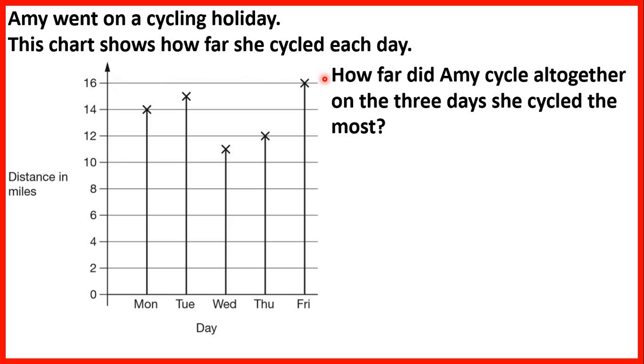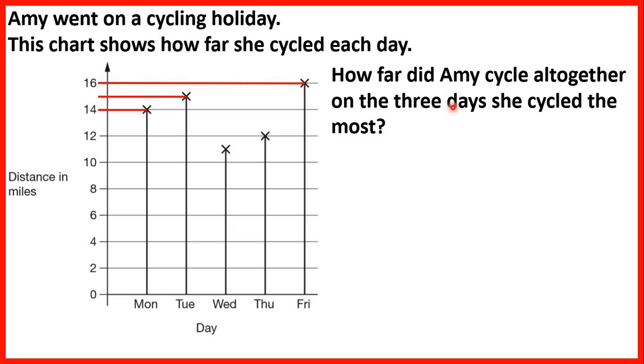Now, how far did Amy cycle altogether on the 3 days she cycled the most? So she cycled the most on Friday, on Tuesday, and on Monday. On Friday, she cycled 16 miles. On Tuesday, she cycled between 14 and 16, so that's 15. And on Monday, she cycled 14.